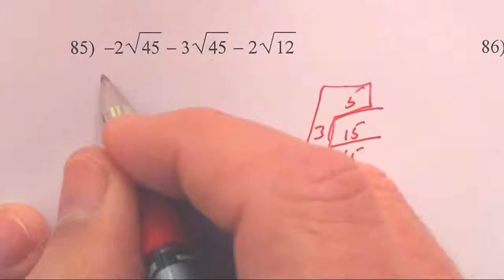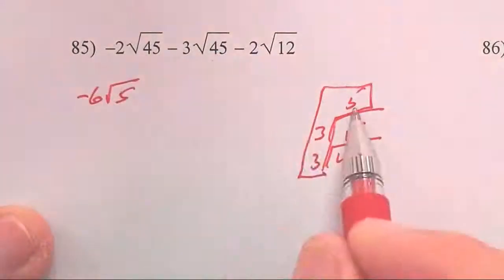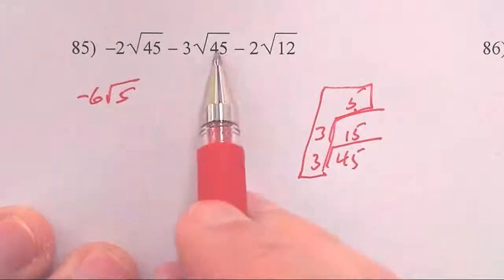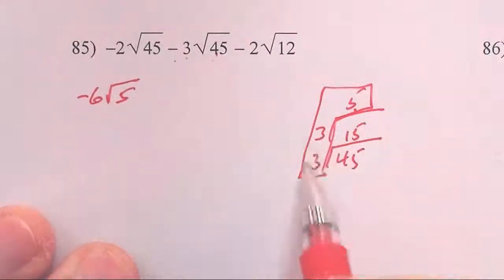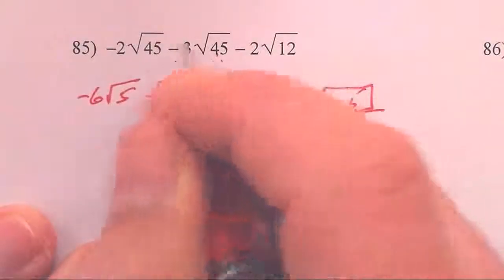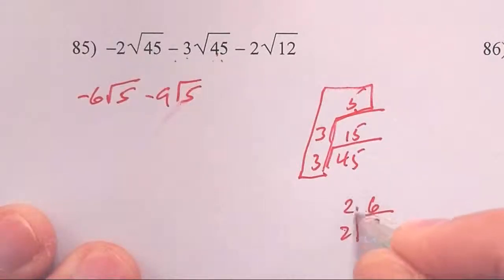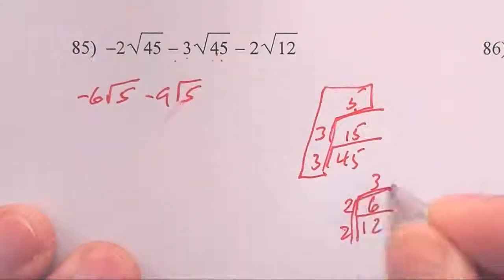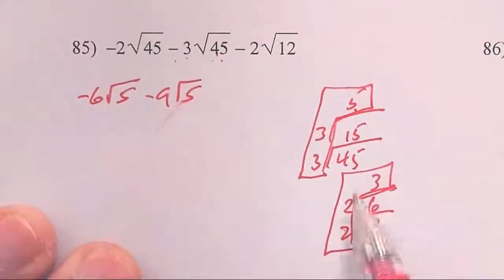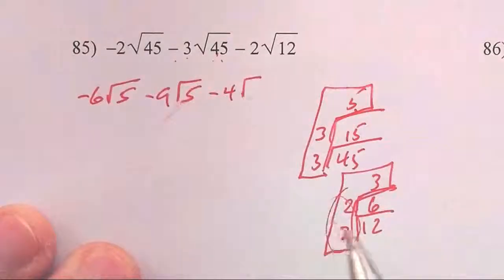Join my getaway driver. Negative 2 times 3, negative 6. But 5 is stuck in jail. Same, minus 3 times my escaping 3 here. Minus 9 root 5. How about 12? 2 goes in 6 times, 2 goes in 3 times. 2's can break out of jail. Join this 2, minus 4, leave behind a root 3.